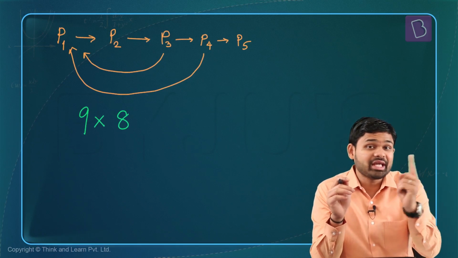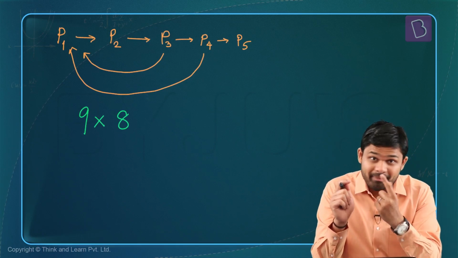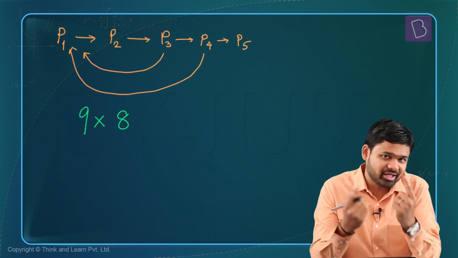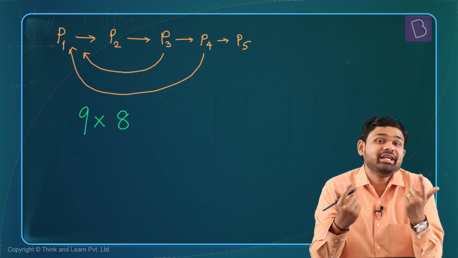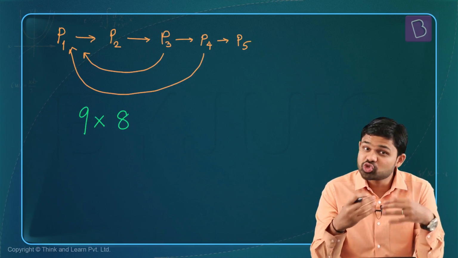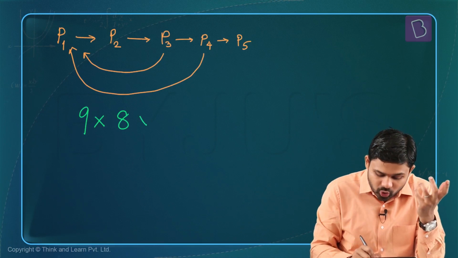Now P3 cannot give it back to P2, but can give it back to P1 because P3 doesn't know that P1 was the initiator of the rumor. So P3 also has 8 different ways in which he can choose whom to transmit the rumor on to.